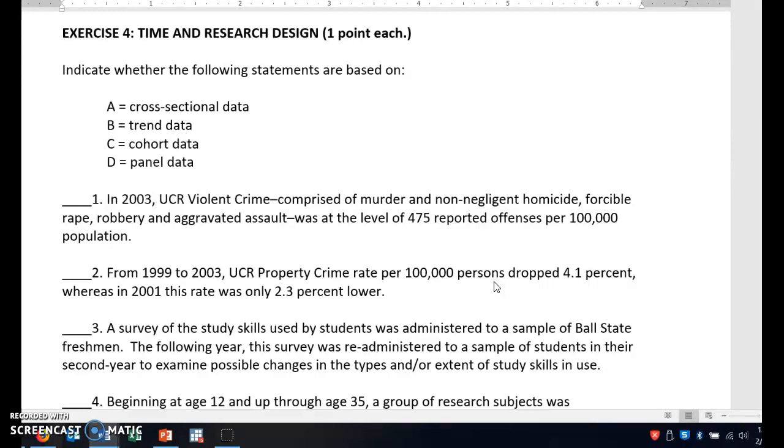Number two, we look from 1999 to 2003. Again, the UCR property crime rate per 100,000 persons dropped 4.1%, whereas in 2001, this rate was only 2.3%. So this is kind of depicting a trend. So it's B, trend data.